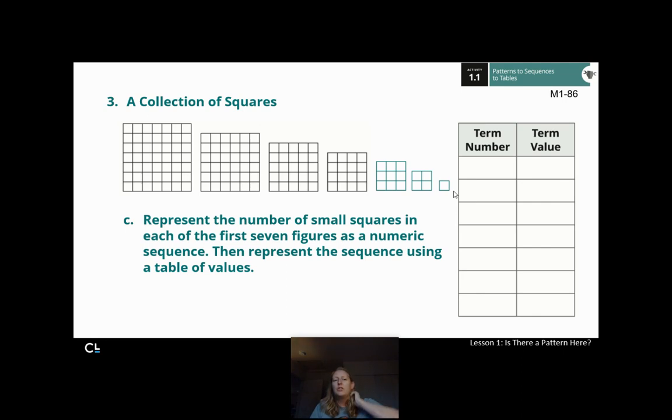So represent the number of small squares in each of the first 7 figures as a numeric sequence. Okay, so I did that. 49, 36, 25, 16, 9, 4, and 1. And then represent the sequence using a table of values. Great, so I made the table. Term 1 is 49, term 2 is 36, term 3 is 25, the 4th one had 16, the 5th one had 9, the 6th term had 4, and the 7th term had just 1 lonely square. 1 is the loneliest number that our sequence saw.